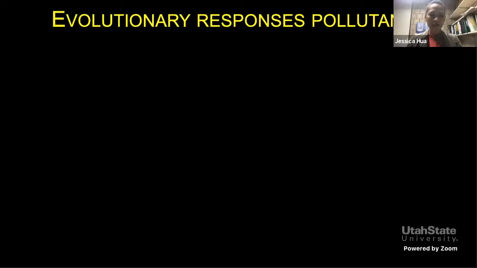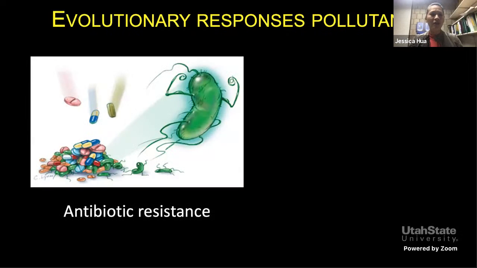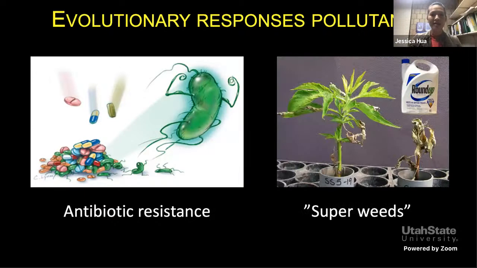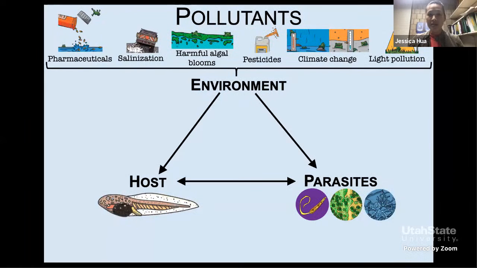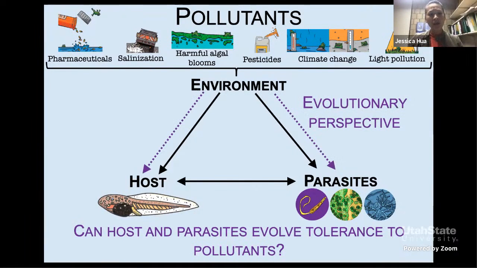And so there are many different examples of evolutionary responses to pollutants, including things like antibiotic resistance, as well as the evolution of resistance in agricultural settings. And so in my lab, we were interested in trying to find ways to integrate this evolutionary perspective into this disease triangle framework.